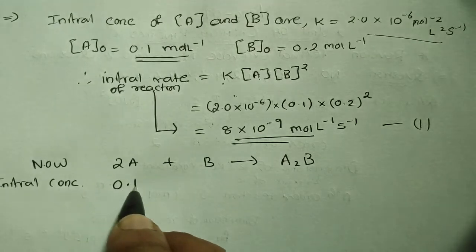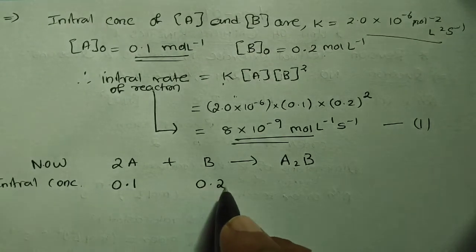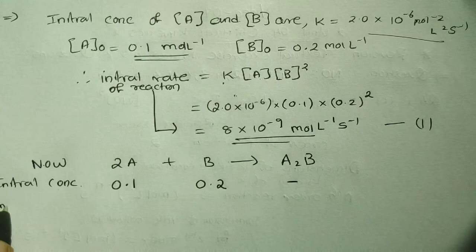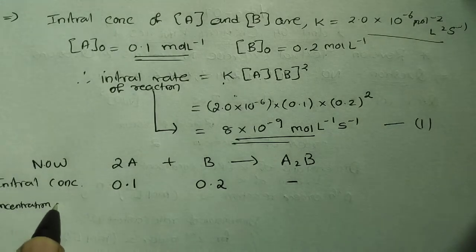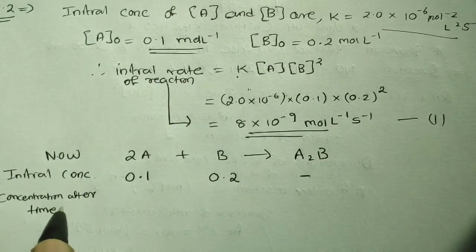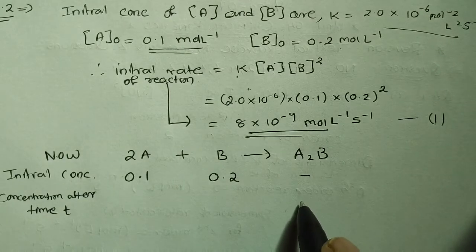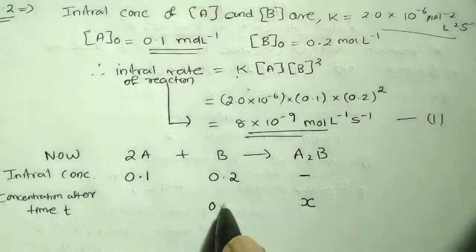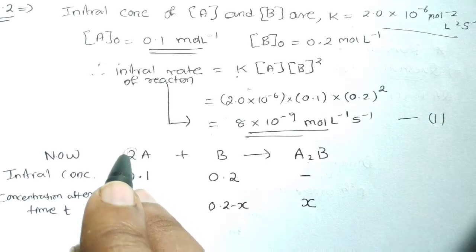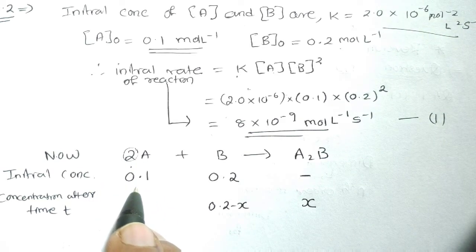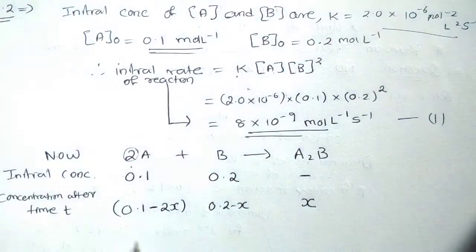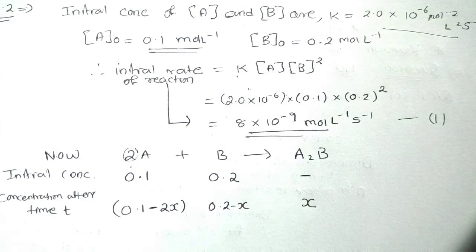Initial concentration: for A it was 0.1 and for B it was 0.2, and for the product I will write nothing because I am talking about reactants. Now the concentration after time t: what will it be? Here nothing is there, so I will take x, so B will be 0.2 minus x, which means it is being used up, whatever is left. And as there is a 2 here, I will multiply this 2 with x, so A will be 0.1 minus 2x. Understood this part? Okay, understood.